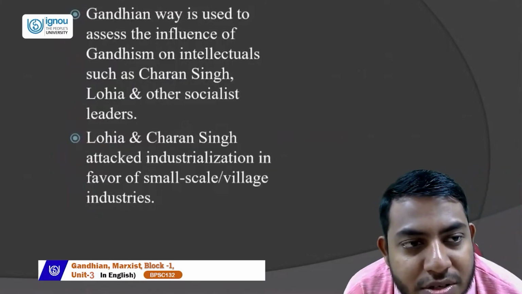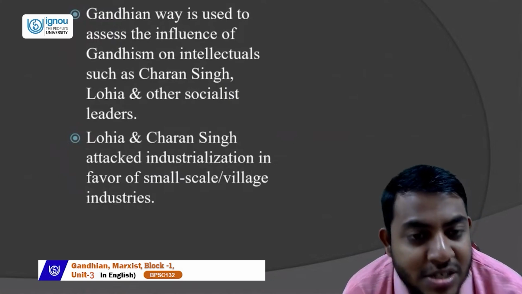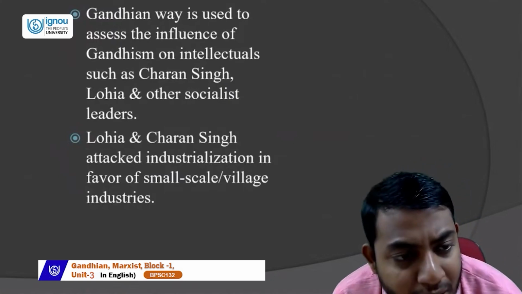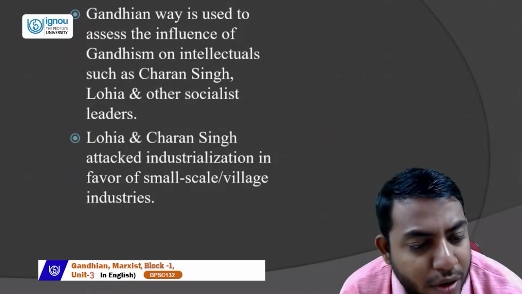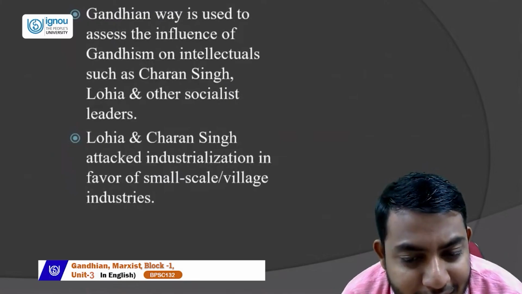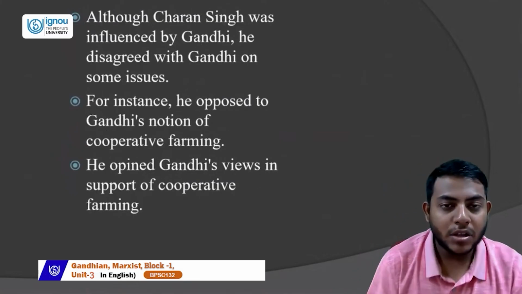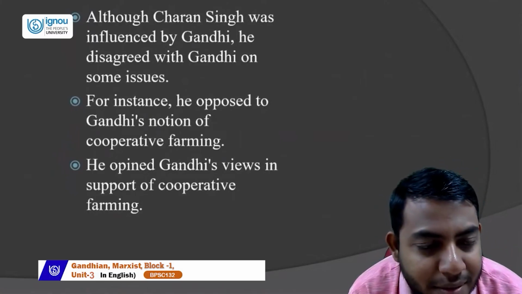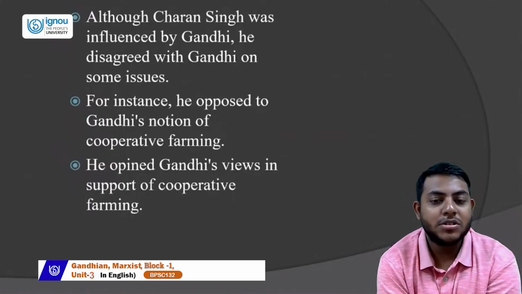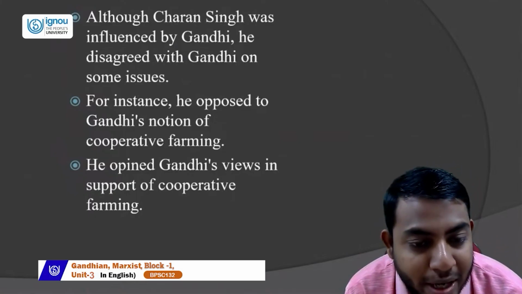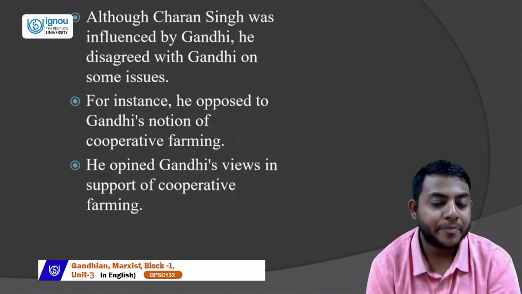The Gandhian approach is also used to assess the influence of Gandhism on intellectuals such as former Prime Minister Chaudhry Charan Singh, Ram Manohar Lohia, and other socialist leaders. Ram Manohar Lohia and Chaudhry Charan Singh attacked industrialization in favor of small-scale village industries. Although Chaudhry Charan Singh was influenced by Gandhiji, he disagreed with Gandhiji on some issues. For instance, he opposed Gandhiji's notion of cooperative farming.